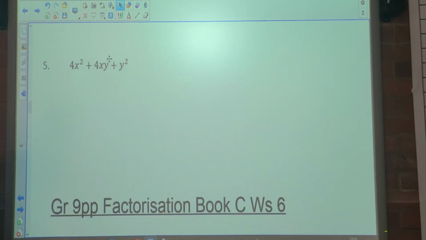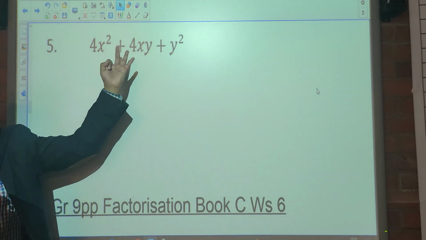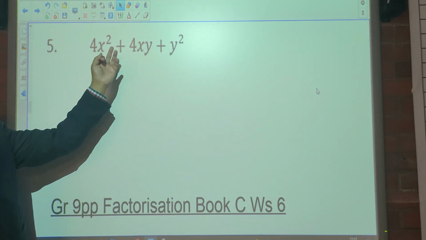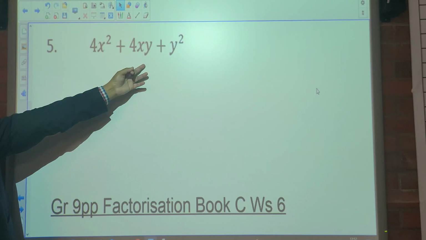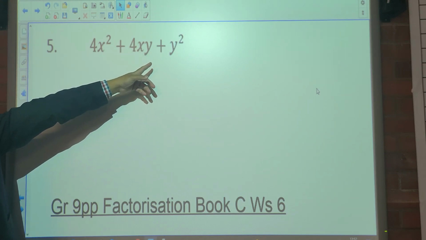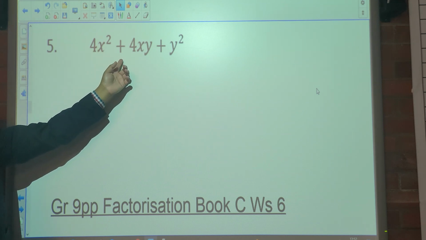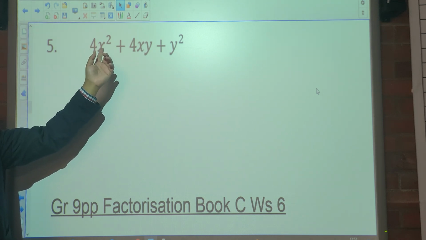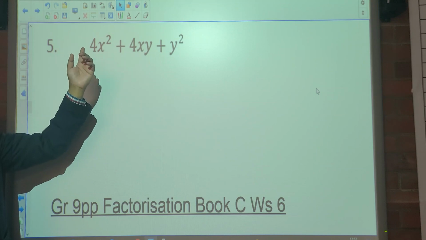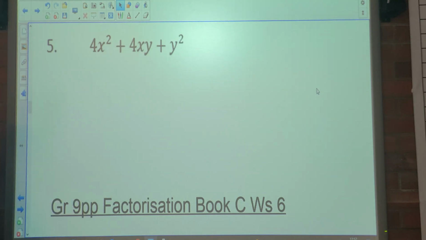So with number 5. Do we have 3 terms? Yes. Are the first and the last term perfect squares? Yes. Is the middle term positive? So what is this? Could be a perfect square trinomial.